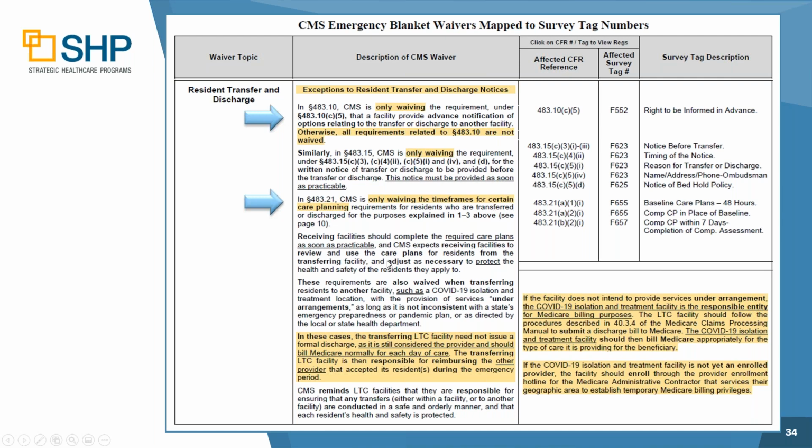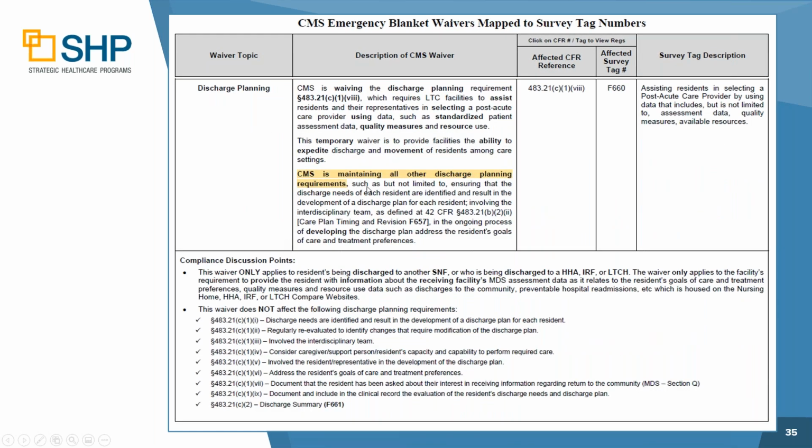Now there's other things here that you look at. Receiving facilities should complete the required care plans as soon as practical. CMS expects receiving facilities to review and use the care plans for residents from the transferring facility and adjust as necessary to protect the health and safety of the residents. These requirements are also waived when transferring residents to another facility, such as a COVID facility. So be sure that you take some time to study these waivers. And we've provided you with the information on what tag numbers are affected, and just these sections are affected.